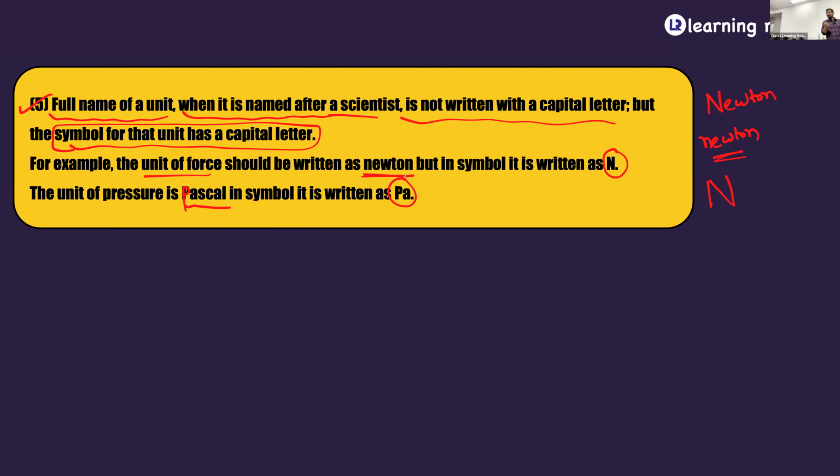Similarly, what is the other unit you can think of? Ampere is named after a scientist, so its symbol is written as capital A. Similarly, you will be seeing another unit called coulomb, which is again written with capital C. I hope you're able to get some perspective. These are some important points to keep in mind when you write the unit for any physical quantity. So please make a note of this.